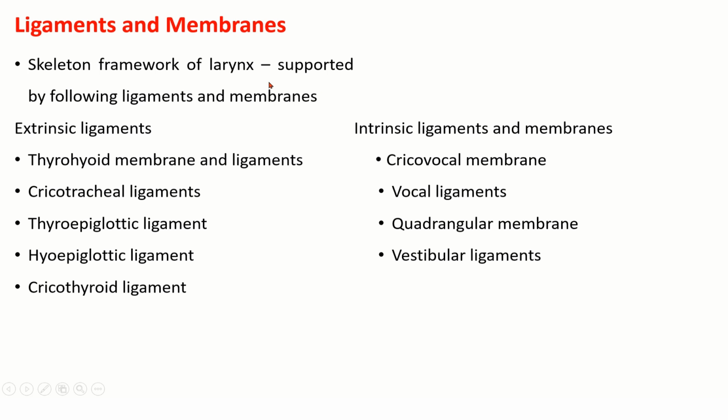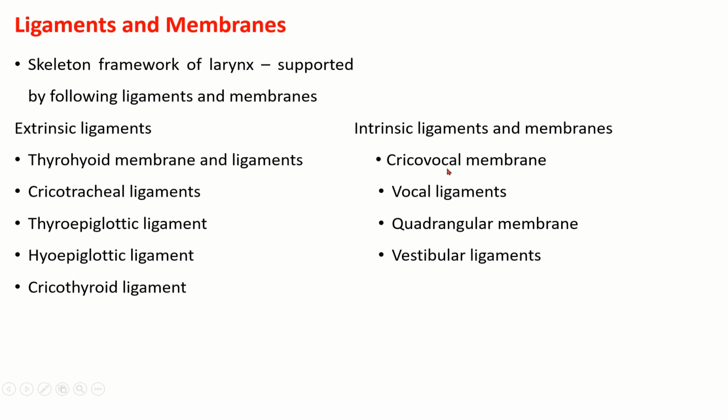Ligaments and membranes. The skeletal framework of the larynx is supported by the following ligaments and membranes. The extrinsic ligaments are the thyroid membrane and ligaments between the thyroid cartilage and the hyoid bone. Cricotracheal ligament between the cricoid cartilage and the trachea. Thyroepiglottic ligament between the epiglottis and thyroid cartilage. Hyoepiglottic ligament between the hyoid bone and epiglottis. And you can see the cricothyroid ligament.